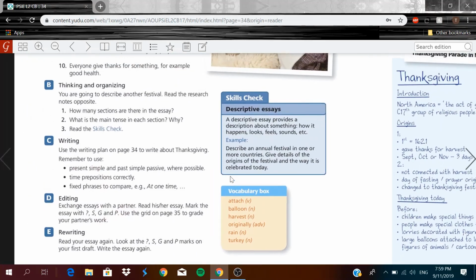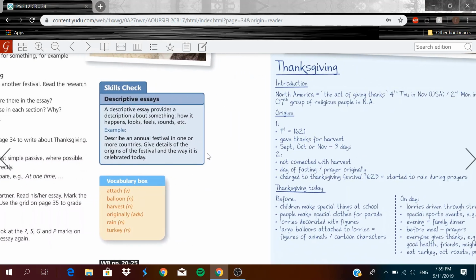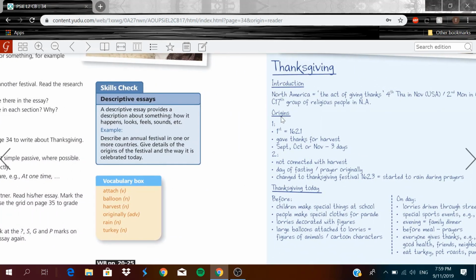So now let's go back to exercise B. Here we have thinking and organizing. So 1, how many sections are there in the essay? What do you guys think? I literally just said this. That's right, we have introduction, origins, and Thanksgiving today, so 3 sections, right?